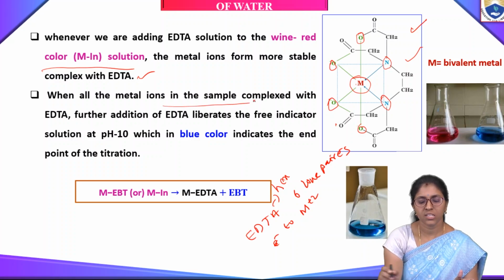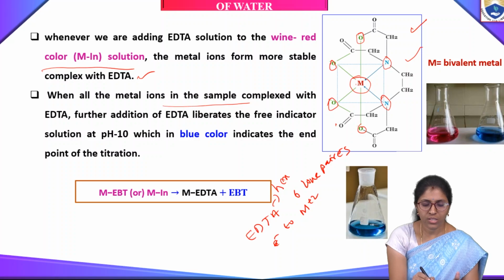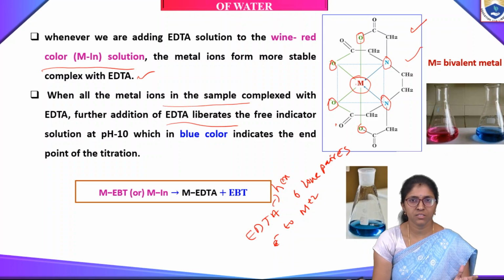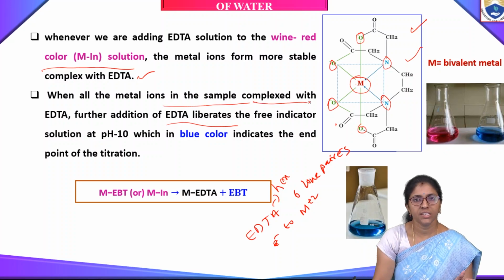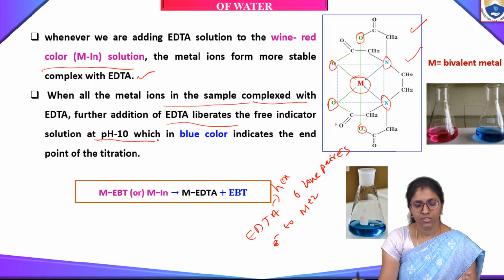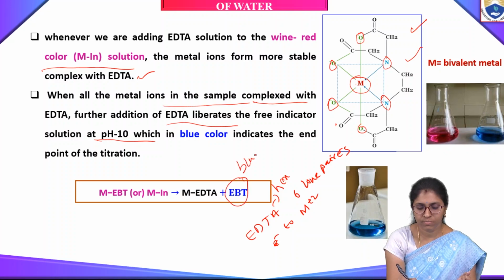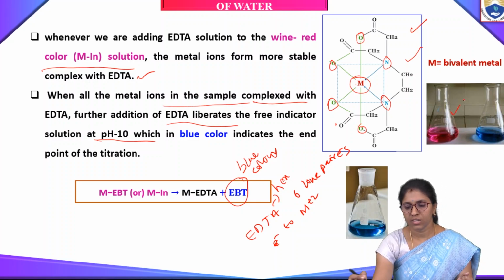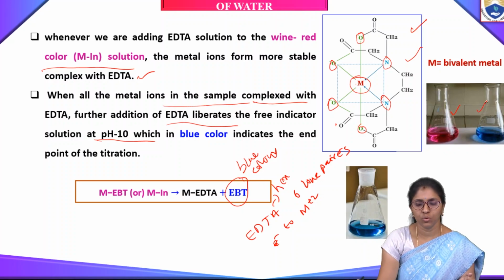When all the metals in the sample are complexed with EDTA, further addition of EDTA liberates the free indicator at pH 10, which gives blue color. It indicates the end point of the complexometric titration. So first, when we add EBT indicator to the sample solution, we get wine red color, and the end point is blue color.